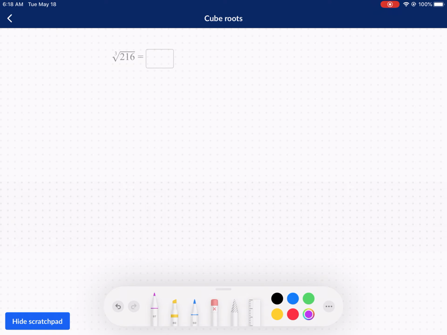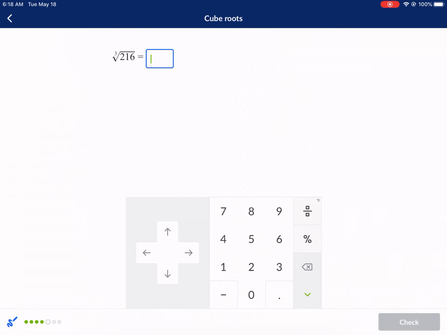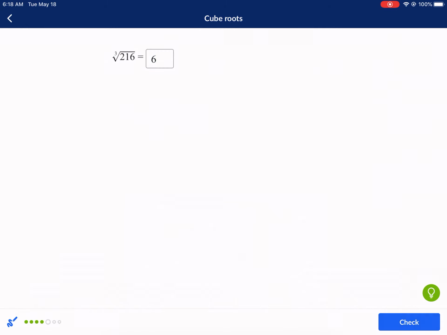So 216. Anytime it's an even number it makes it a little bit easier, so because we have 108, 54, 27. Remember we had 3, and then 3 and 3. Okay, so we're looking for pairs. Nope, sorry, triples, because it's cube root. So we have a triple of 3s, a triple of 2s. 1 2 is going to come out, 1 3 is going to come out, so you have 2 times 3. That's going to be equal to 6. The cube root of 216 is 6. So if you don't have a calculator, this is a good way to do it.